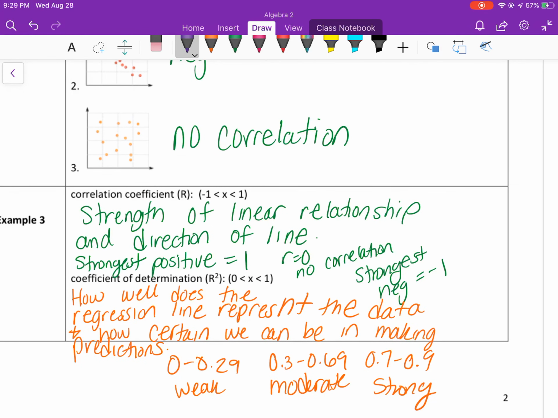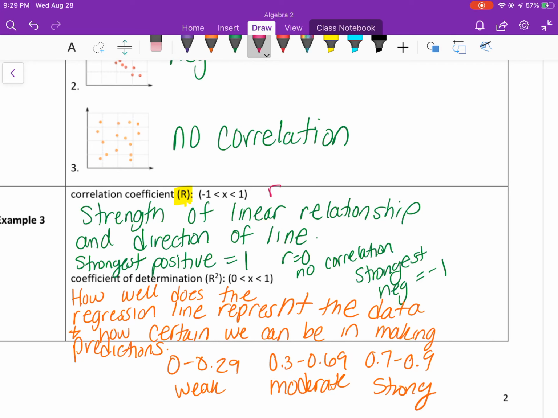Okay, just a couple more vocab words. Now the correlation coefficient is represented by R, and sometimes by just lowercase r. The correlation coefficient is given to us when we find the line of best fit, and it tells us the strength of the linear relationship and the direction of the line.